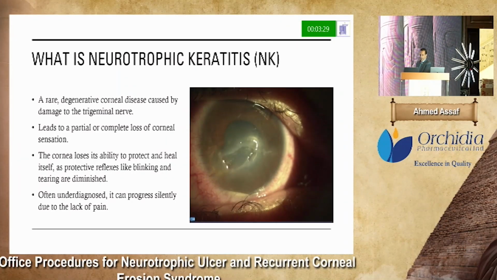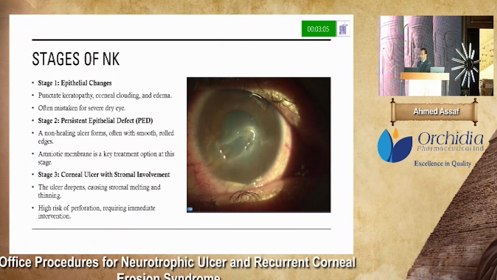So what is neurotrophic keratitis? It's a rare degenerative corneal disease characterized by damage of the trigeminal nerve, and this leads to partial or complete loss of the corneal sensation. And then the cornea loses its ability to protect itself by reflex blinking, and there is loss of the neurotrophic factors that promote healing after the trigeminal nerve injury. So stages, as you know, stage 1, stage 2, stage 3, and this is the case of stage 2 that was going to progress to stage 3.